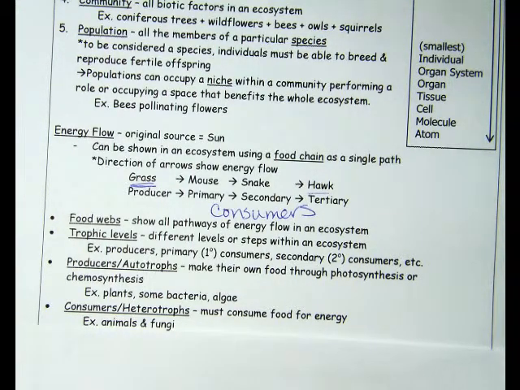A consumer is something that must consume food for energy. These are going to be our animals and fungi. Again, depending on the type of protist, it could go into either category. You have to know which one you're looking at.